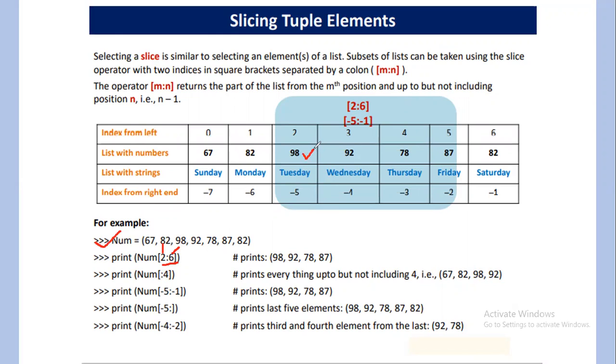This is the second index value. So second, third, fourth, and fifth, these many elements are going to be picked up and displayed. Okay, so you can clearly see as an output, these are the elements which have been retrieved from the tuple and displayed.